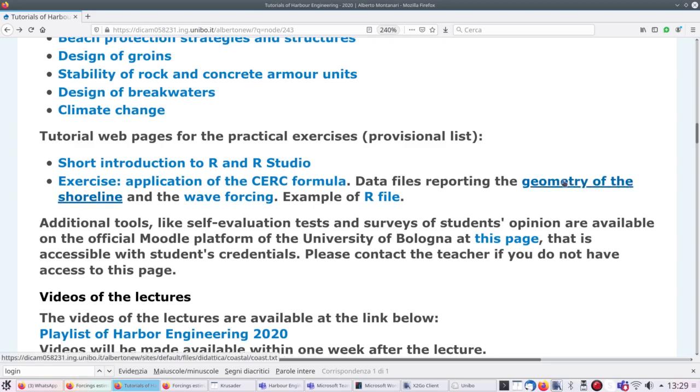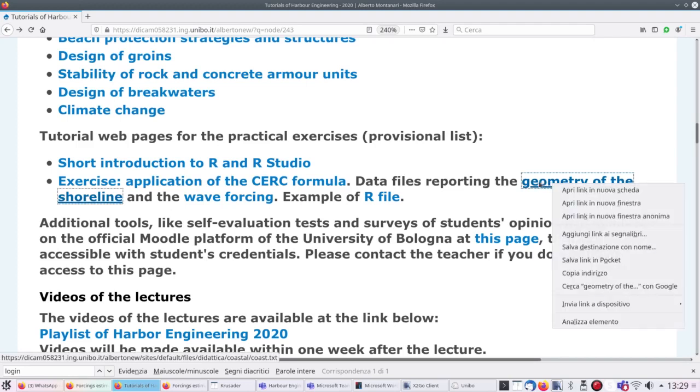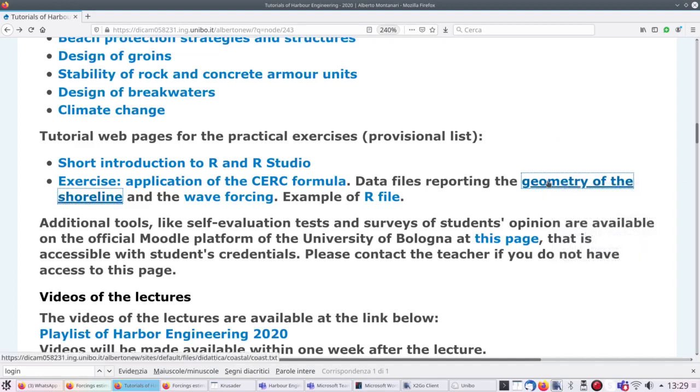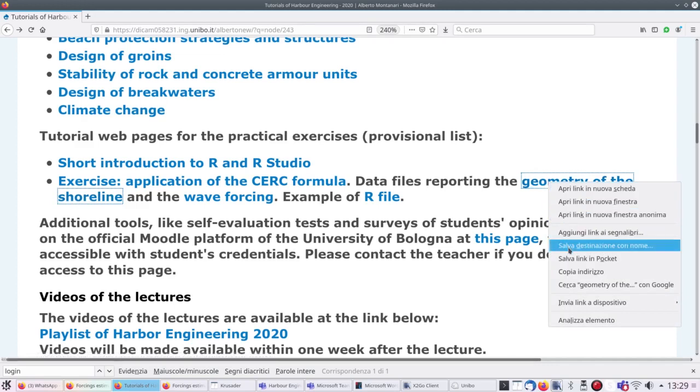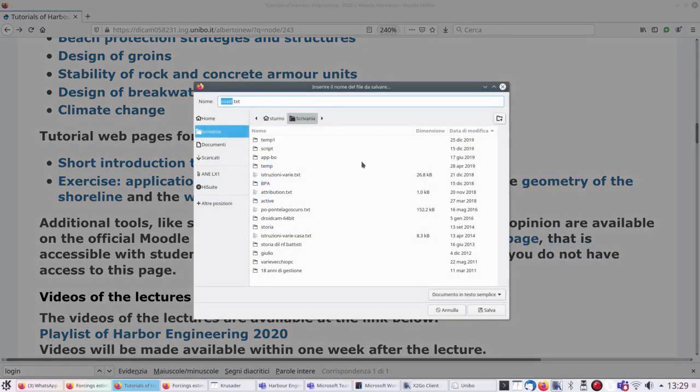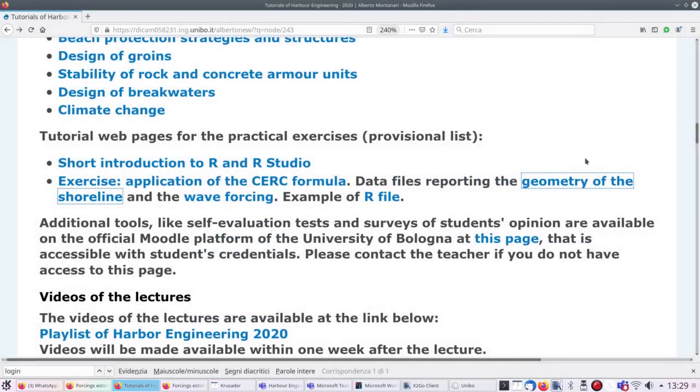And so let's save these files. You can save the files on the desktop. It would be better if you saved them into a directory, like the directory exercises of the directory Harbour Engineering. So I am saving them on my desktop, but for you, I am assuming that you use Windows, it would be better if you saved them in a specific directory other than the desktop. So let me save it. The way to save them is to click with the right button on Save File As. I have the menu in Italian, I hope you can understand. So I am saving them, and the wave forcing, let me save them.